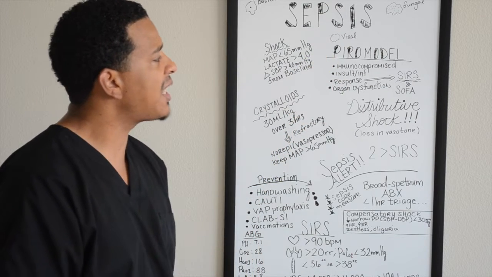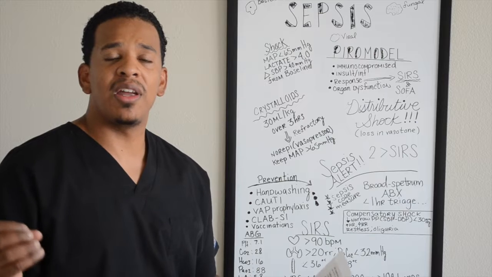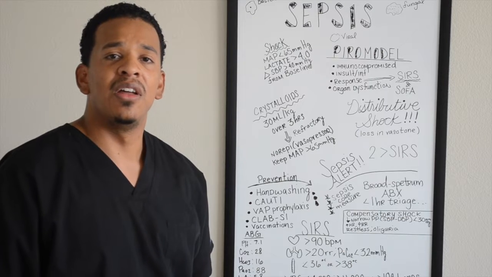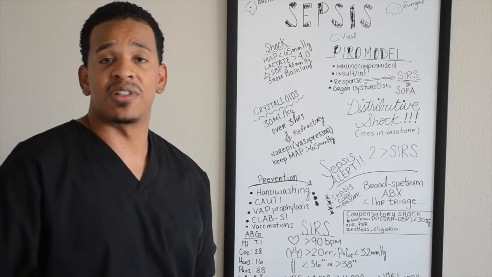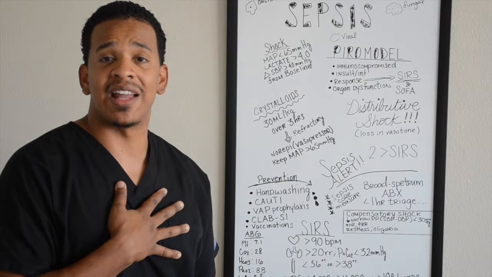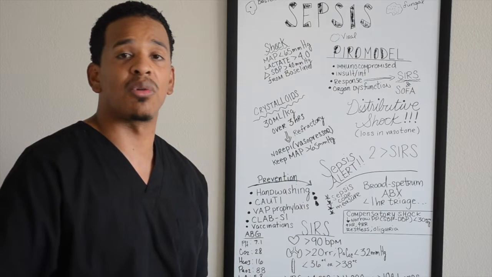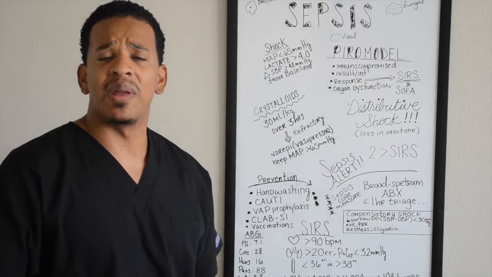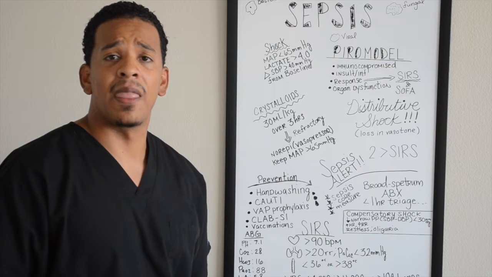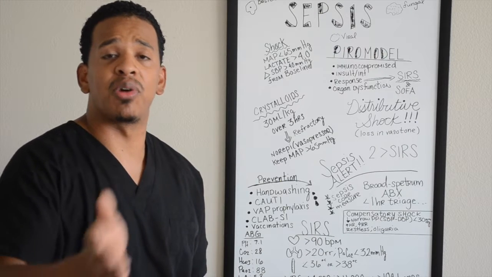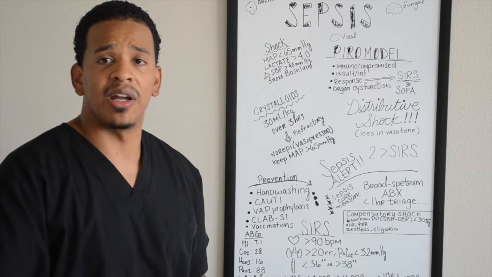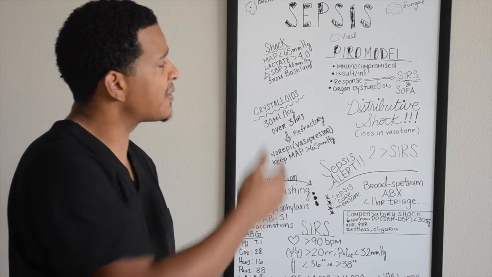The P stands for predispositions. What pre-exposure factors do I have that put me at risk for sepsis? Am I immunocompromised, such as with diabetes, long-term corticosteroid use, chemotherapy, malignancy, HIV? Am I elderly? Am I young? Am I a preemie baby, right? Those are predispositions.